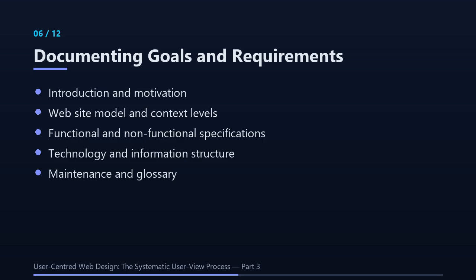The technology chapter specifies the servers, scripting languages, databases, and any third-party services required to implement the design. Information structure requirements define how data will be organized, ensuring consistency across the site. Finally, maintenance information and a glossary of terms help future stakeholders understand the document without ambiguity.